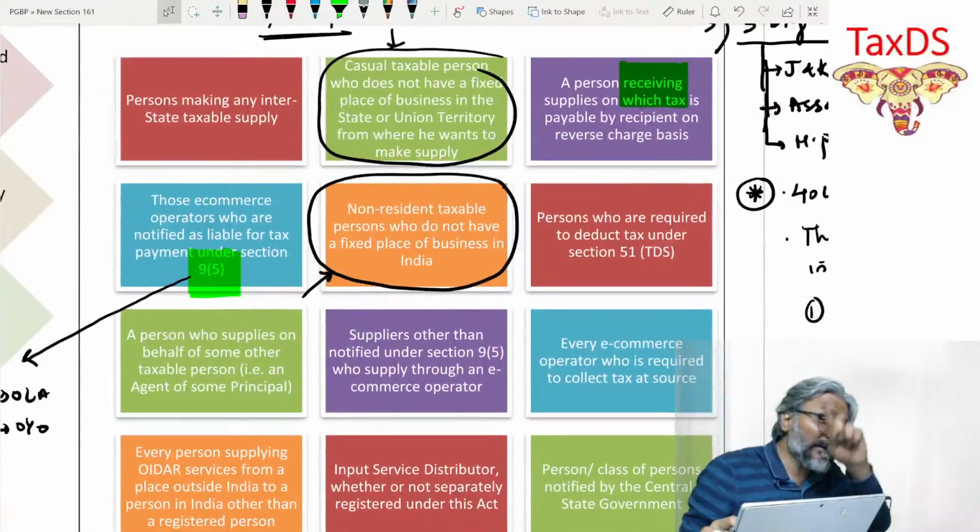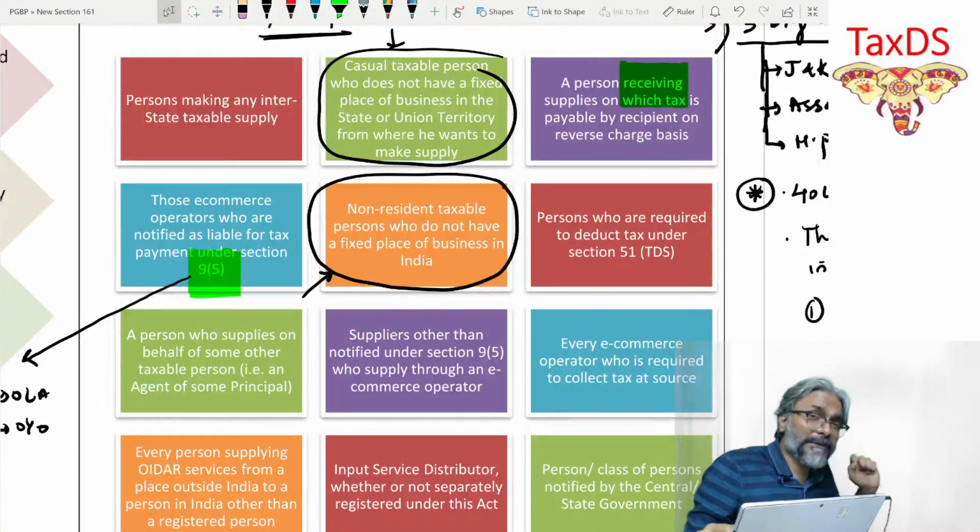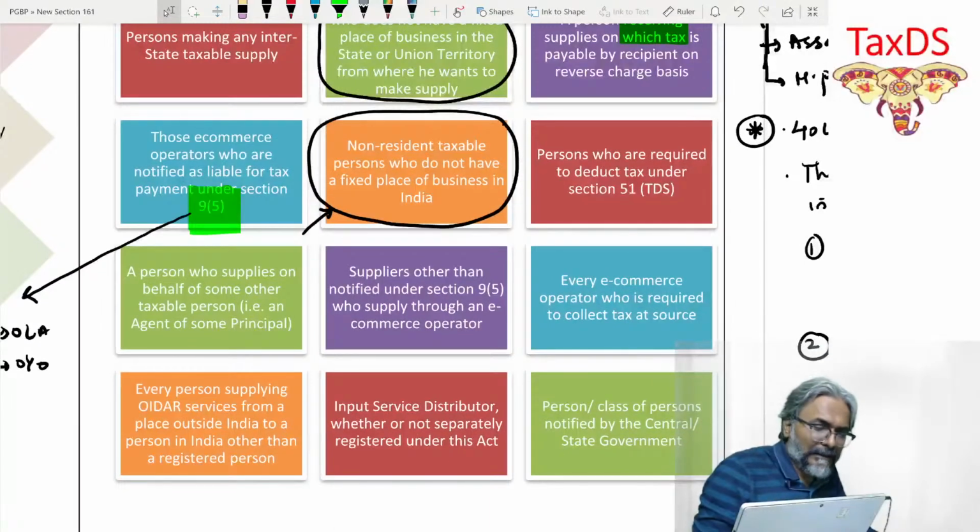The same is also for the TCS person. For the TCS person also, we have the same provision, students, isn't it? And that is exactly the point. So this point, students, is also an important one.